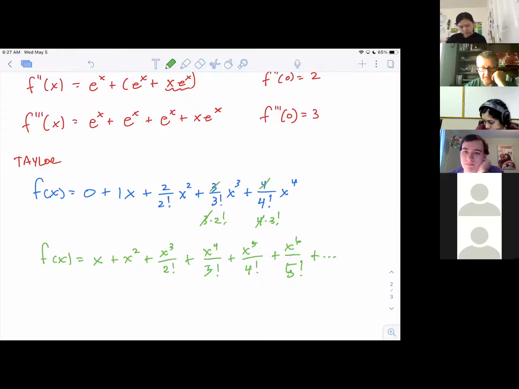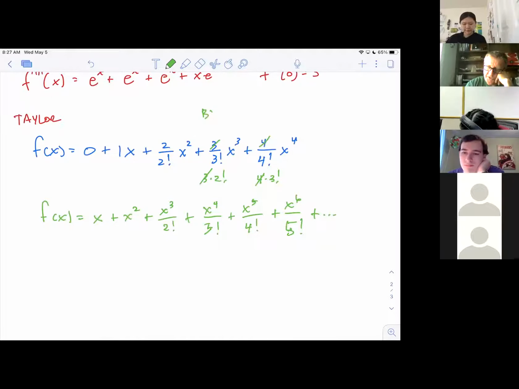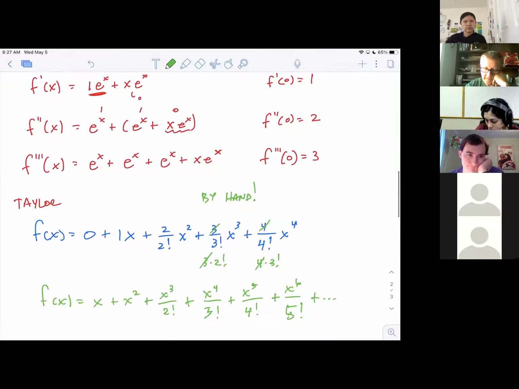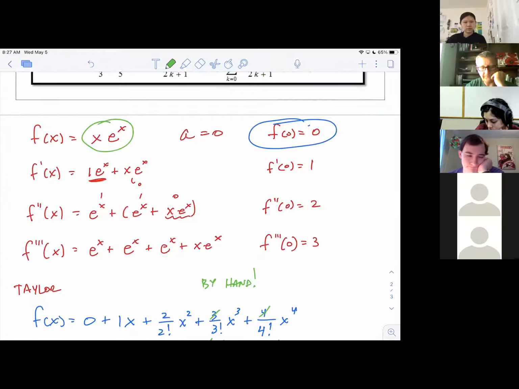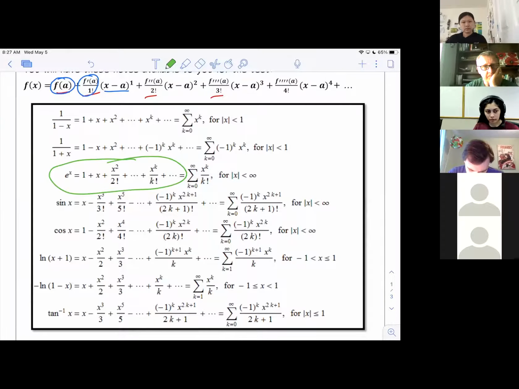I did this, as I will say on the test, by hand. I didn't cheat. But how could I have cheated? This is what we did yesterday. How could I have cheated to get this answer if the original problem was this? Well, could you have just taken the e to the x series and multiplied everything by an x? Exactly. We've already expanded e to the x before. We already know what e to the x is. So couldn't we just take that and multiply everything times x? Isn't that the easy way?